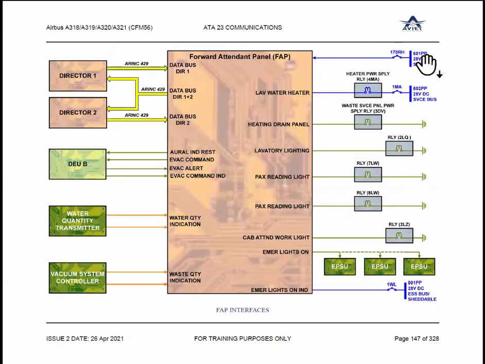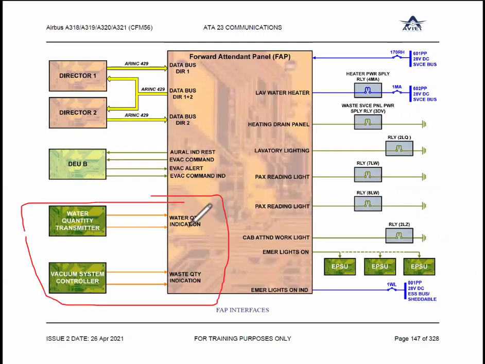All these are the FAP interfaces: the power supplies, service buses, EPSUs, right? Vacuum system controller, water and waste indications, the transmitter is there. So water and waste indication is coming, water indicator, waste indicator. They have a transmitter. So this is actually chapter 38. Only the FAP is showing you the indications, whether the tank is full or half. So accordingly, the servicing can be done.